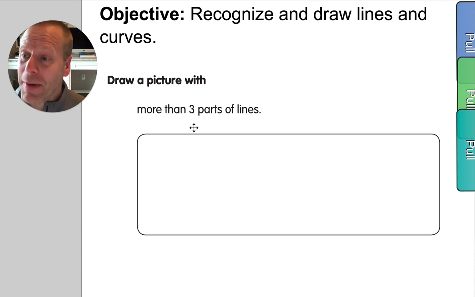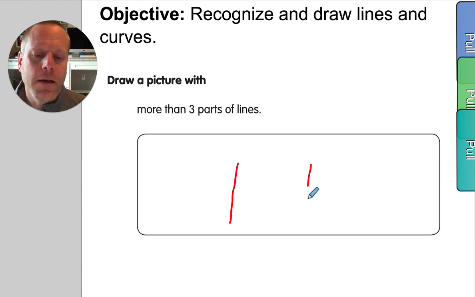We need to draw a picture that has more than 3 lines. And remember, they're going to say parts of lines, but they just mean 3 lines. So you can have other things. You could have lots of lines, but you need at least more than 3. So nice straight lines when you're doing this. I think I'm going to draw a house.